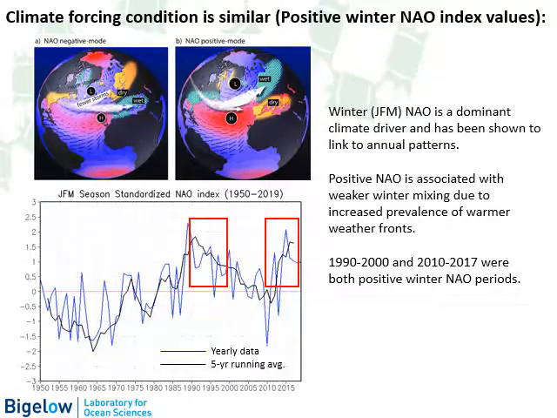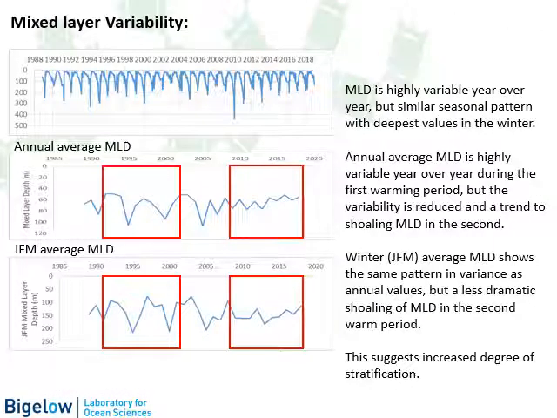So let's start with the vertical mixing. On mixed layer variability, in this top graph, we have the cruise-to-cruise variance in mixed layer depth. In the middle panel, we have the annual averaged mixed layer depth, and the bottom panel is the wintertime, the January, February, March average mixed layer depth. And again, our time periods of interest are outlined in red.